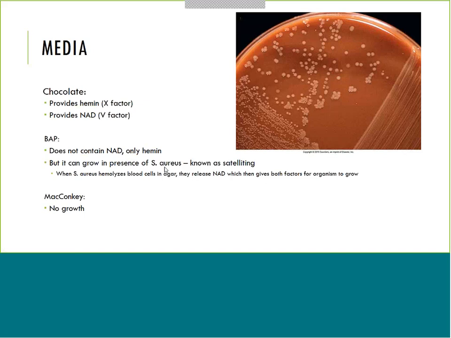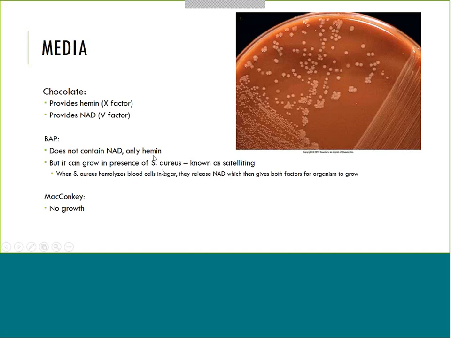There is a thing called satelliting that Haemophilus is known to do. Whenever Staph aureus is present on blood agar and Haemophilus is part of the infection or present as well, you will see Haemophilus growing around the Staph aureus colonies, kind of like little colonies around the main Staph aureus colonies, and that's what we call satelliting.